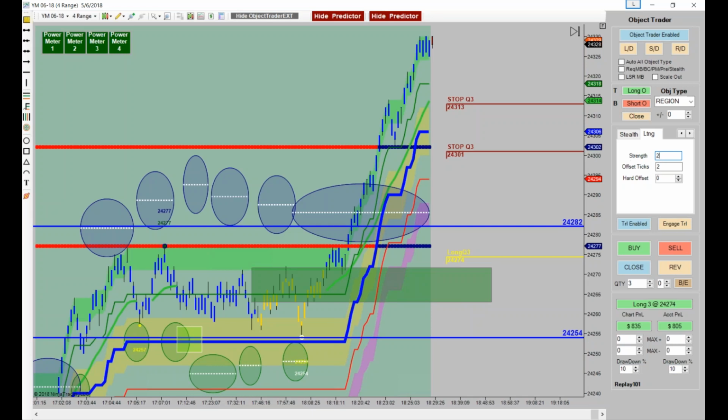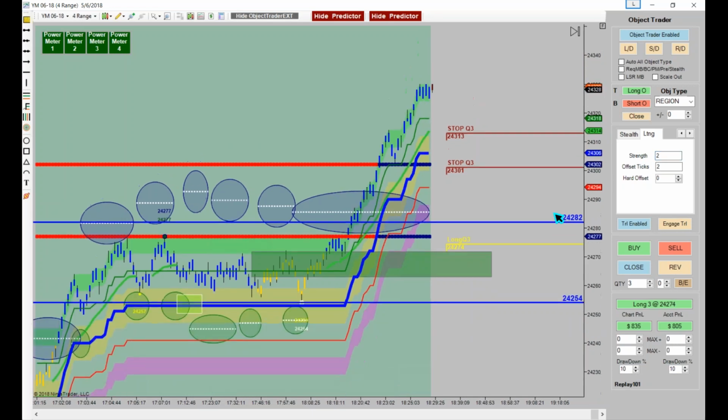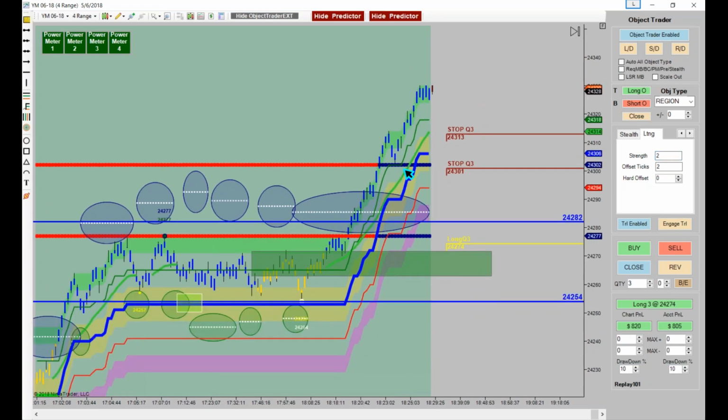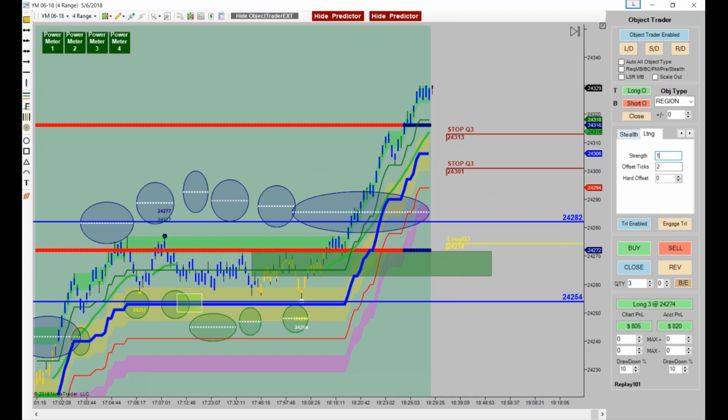So, 2 is usually about as much as I go for on a pullback, because it can even be below mid-band. If you see that you're really running and you want to tighten it, just simply change it to like a 1. Okay? You can use stealth.